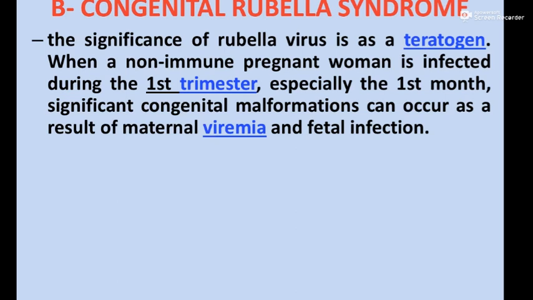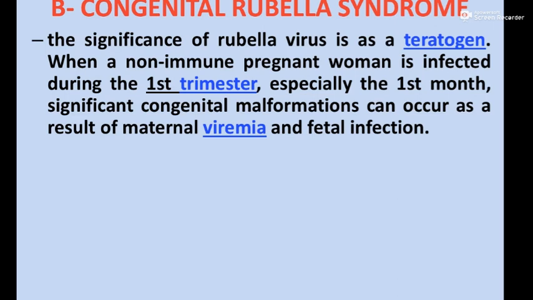Now we'll talk about congenital rubella syndrome. The significance of rubella is as a teratogen. The most important thing is that it is teratogenic, meaning it causes damage to the fetal cells, the layers you remember: ectoderm, endoderm, and mesoderm. It causes teratogenic damage to these layers mainly in the first trimester, especially in the first month, due to the process of organogenesis, so it causes congenital malformation.